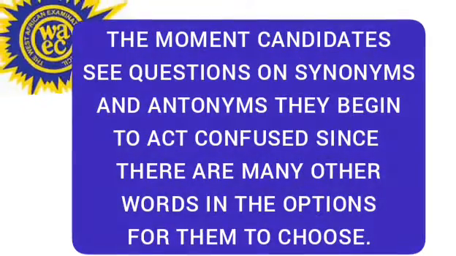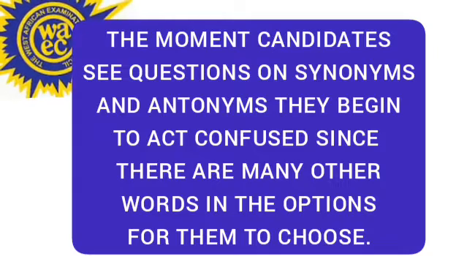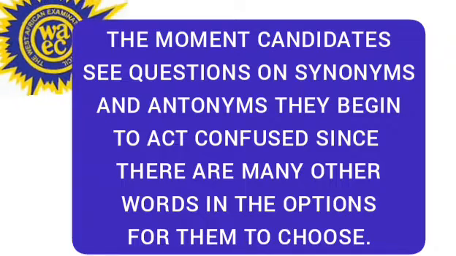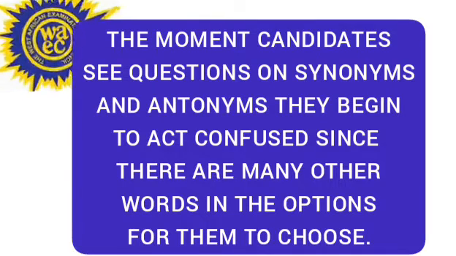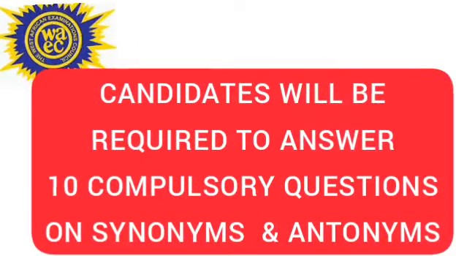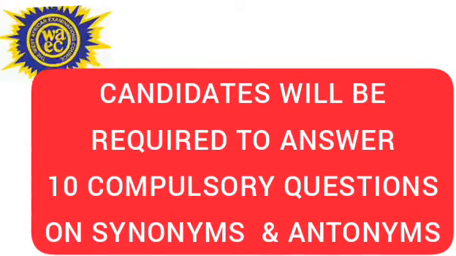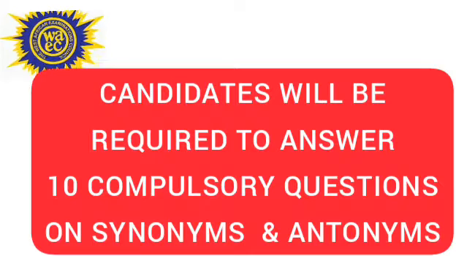The synonym and antonym section of the objective test in English seems very difficult for candidates. This is so because the moment candidates see questions on them, they begin to act confused, since there are many other words in the alternatives for candidates to choose which one of them is nearly opposite or similar in meaning to the underlined word. Candidates will be required to answer 20 compulsory questions on this section, 10 questions on synonyms and the other 10 on antonyms.